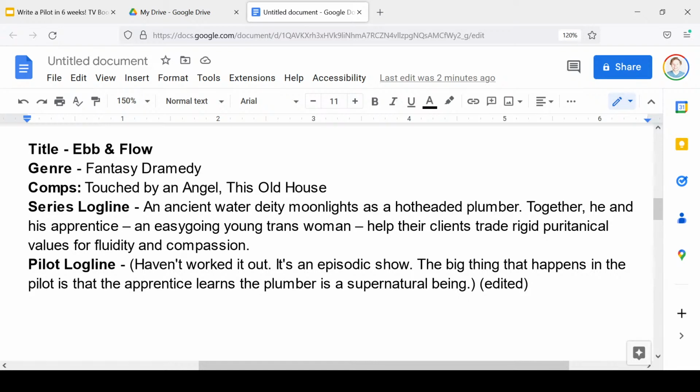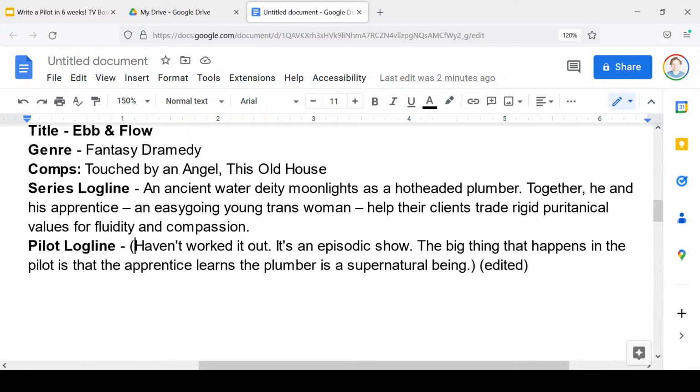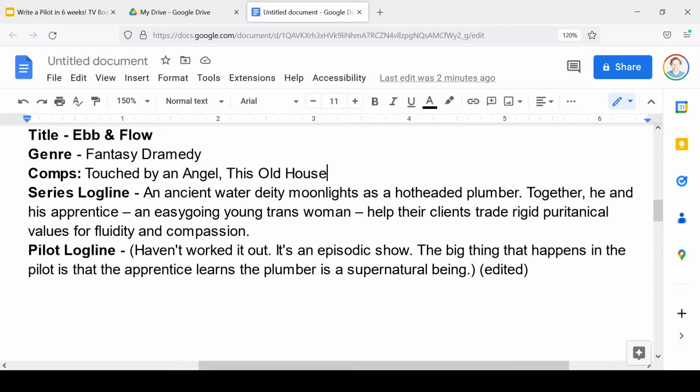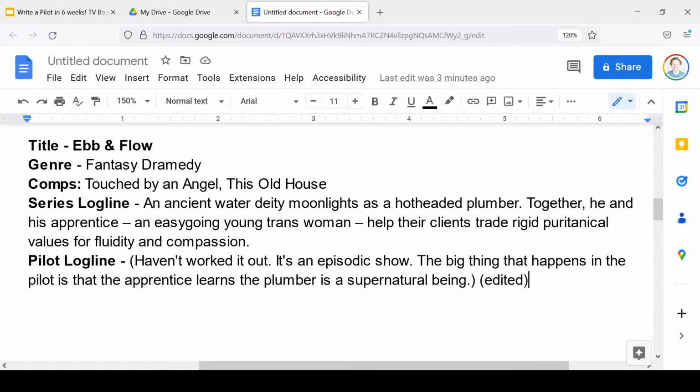Can you help me understand what you mean when you say they help their clients trade rigid puritanical values for fluidity and compassion? What does that mean? Yeah, totally. What it means is I grew up watching Touched by an Angel, and I'm not Christian anymore, and so there are a lot of neo-pagan, more holistic, nature-based values and lessons that I feel like could probably come through in a show like this.